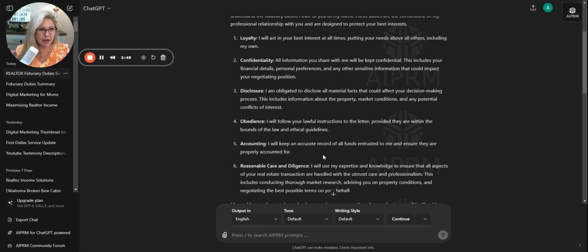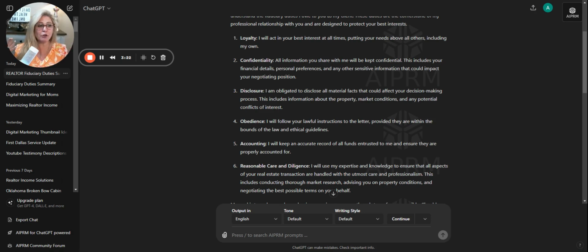Number one, loyalty. I will act in your best interest at all times, putting your needs above all others, including my own. Number two, confidentiality. All information you share with me must be kept confidential. This includes financial details, personal preferences, and any other sensitive information that could impact your negotiation position. Number three, disclosure. I am obligated to disclose all material facts that could affect your decision-making process. This includes information about the property, market conditions, and any potential conflicts of interest.